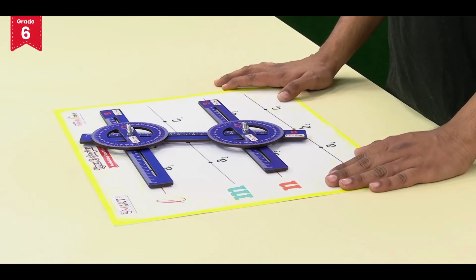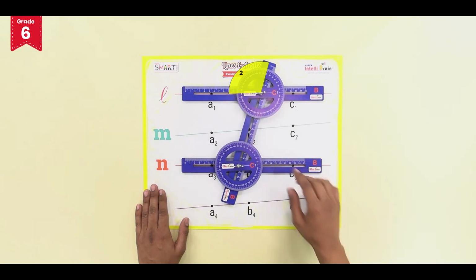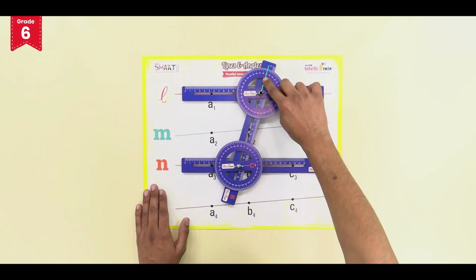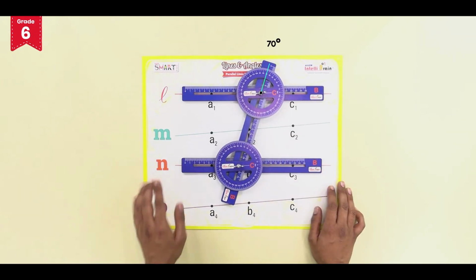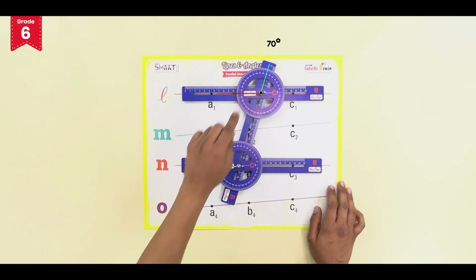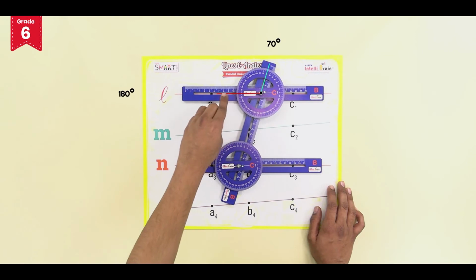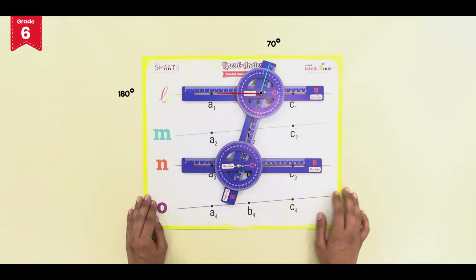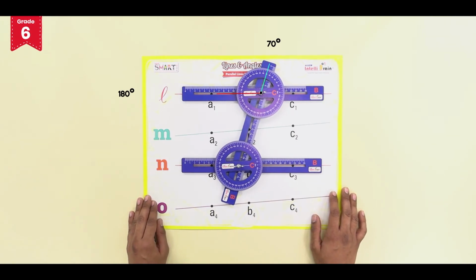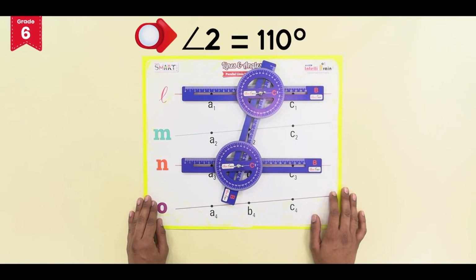Now let us find the measure of angle 2. The upper mark on the measuring tool C is 70 degrees and the lower mark on the measuring tool C is 180 degrees. The difference between the two marks is 180 minus 70, which is equal to 110 degrees.